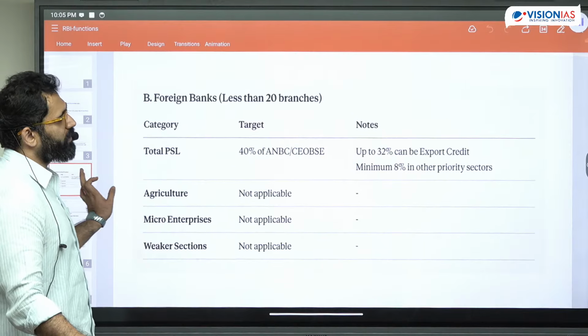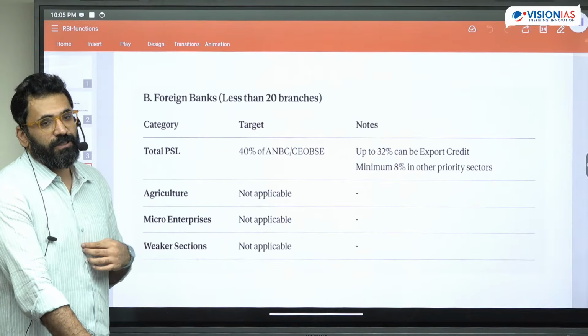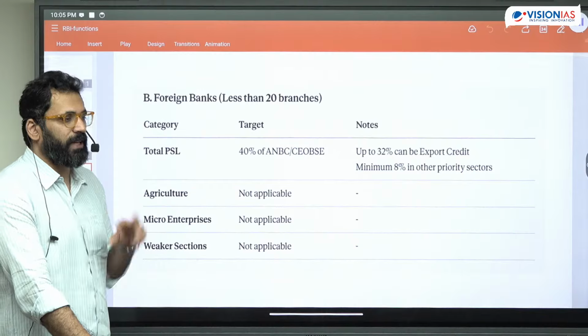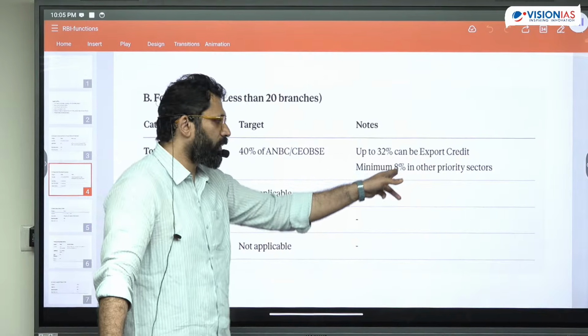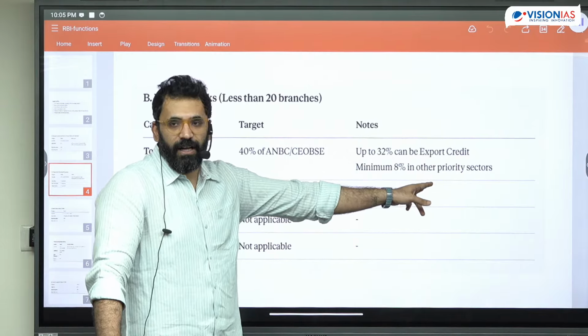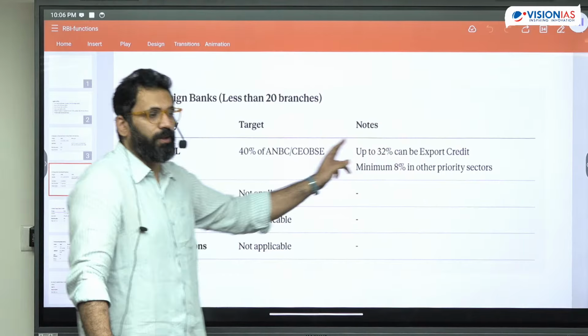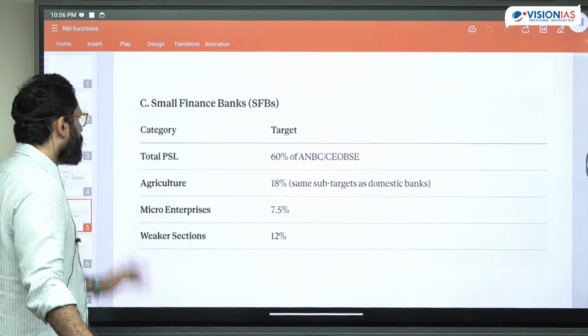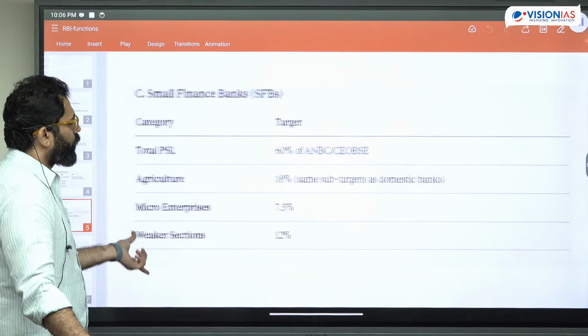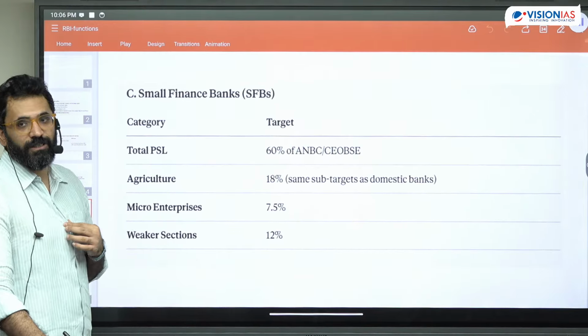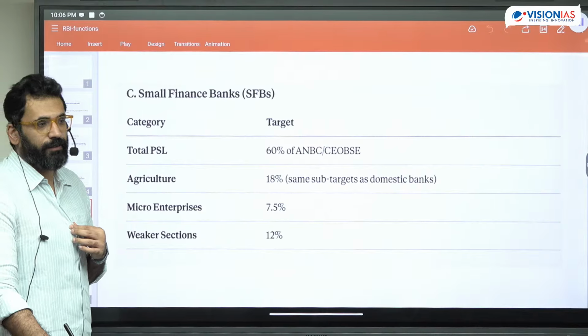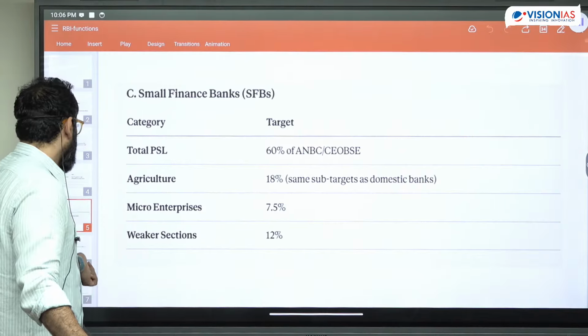For bank branches less than 20, 40% is the total target, but the sub-sector target is 32 for export and 8 for other priority areas. For less than 20 branches, 32% has to be export credit. Small finance bank, I told you, it's 60% is the target, not 75% anymore. Last year it was revised, brought down from 75 to 60.